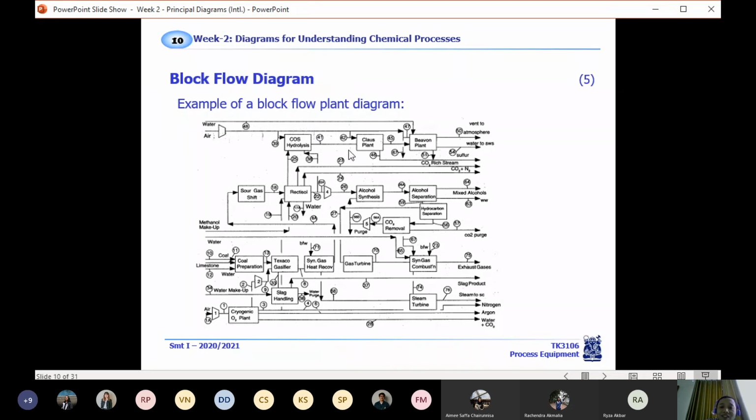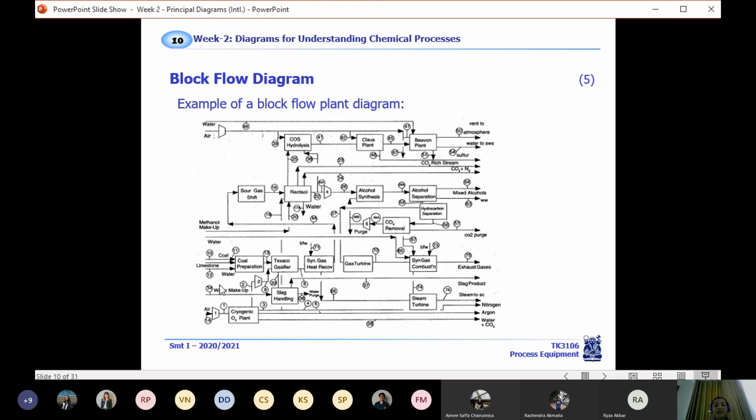For example, this one is the hydrolysis cost plan. Sometimes it's not included in the main process; it is just a supporting unit. Because the supporting unit is included in the block flow plan diagram, it will look very complicated, more complicated than the block flow process diagram. Again, why? Because we include the utility and the supporting unit.